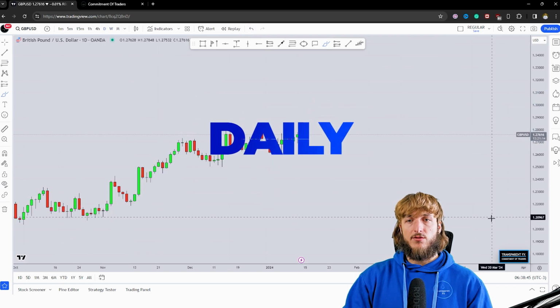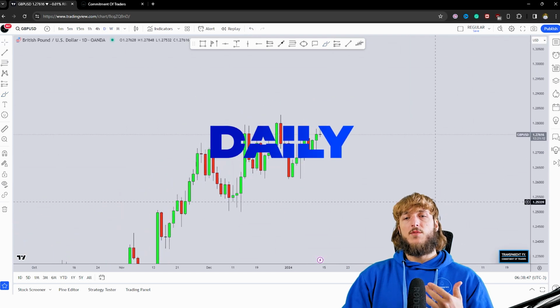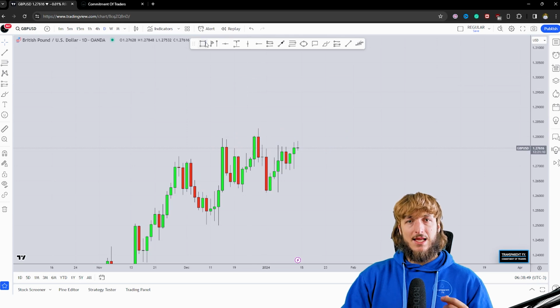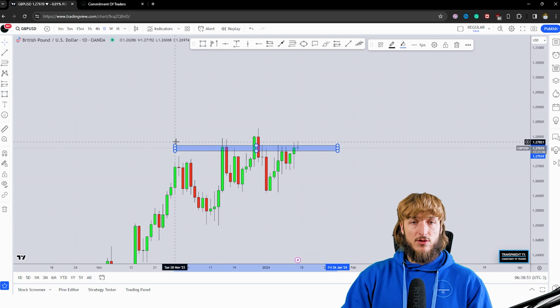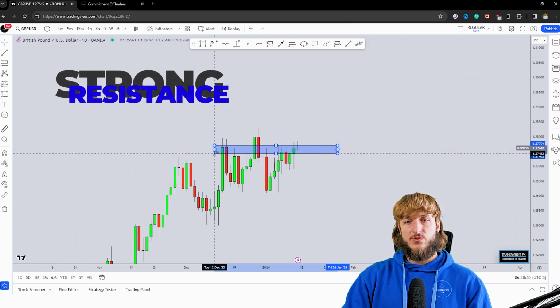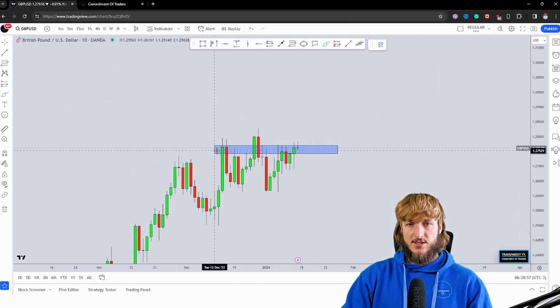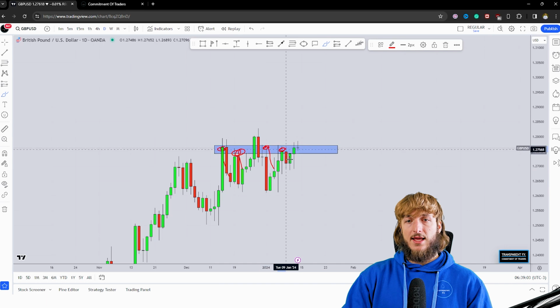Dropping down on the daily time frame, what do we have? Well, from a daily perspective, what we can see is that at the moment, the market is testing exactly the level of resistance that it has rejected multiple times in the past. In fact, the same area got rejected here, again here, again here, and at the moment the market is trying to break above the zone.